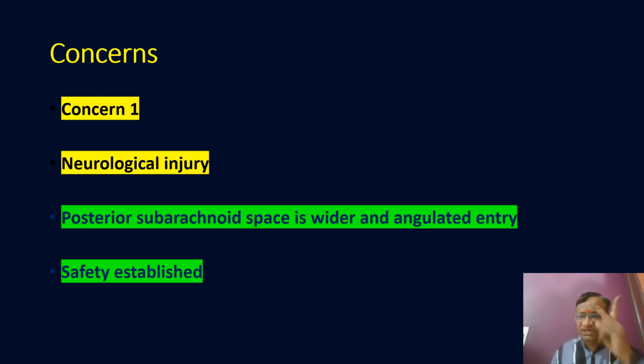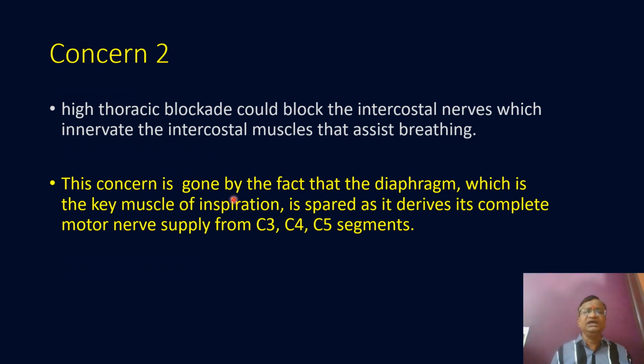Now we will go to concern number two. High thoracic blockade could block intercostal nerves, which innervate the intercostal muscles that assist breathing. Yes, we may not breathe well. I cannot breathe. All these things the patient may tell. But the concern is gone because the diaphragm, which is a key muscle, is spared as it derives its complete motor supply from C3, C4, C5 segments.